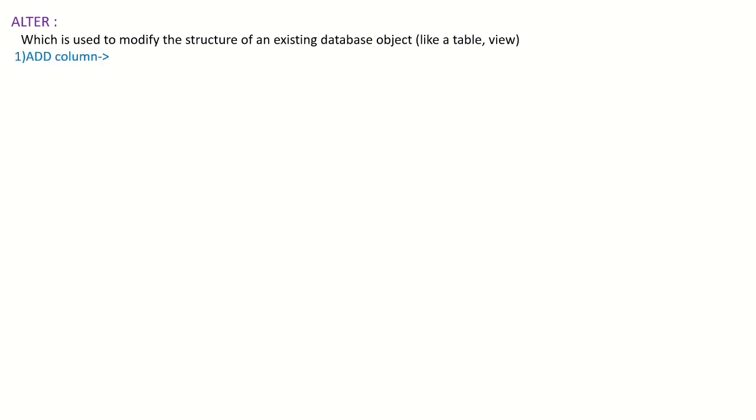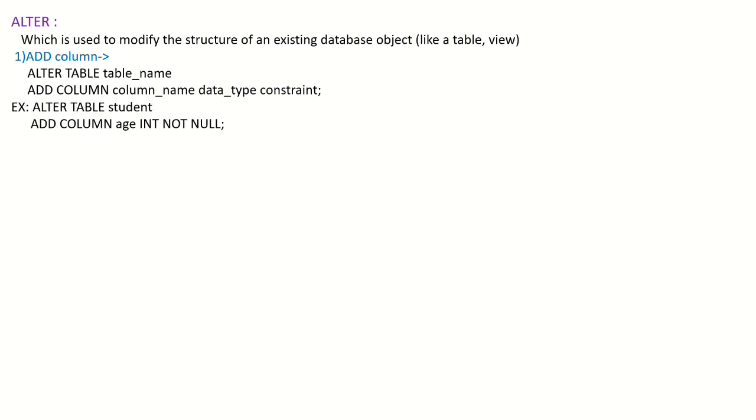In that, first one, ADD COLUMN, adding a new column to the table. Syntax: ALTER TABLE table_name ADD COLUMN column_name data_type constraint. For example, ALTER TABLE student ADD COLUMN age INT NOT NULL, which is used to add the new column to the table. Next one, DROP COLUMN, delete the existing column.